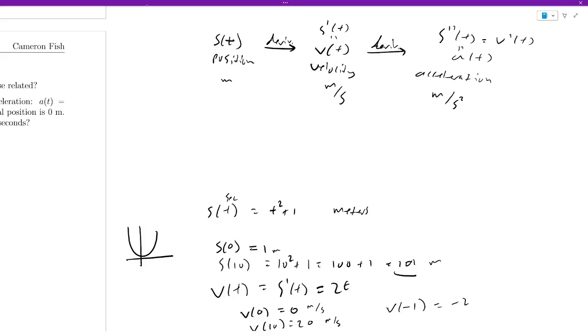Okay, so in our example, let's have acceleration. It's the derivative of velocity. Our velocity was 2t, so the derivative of that is just 2.